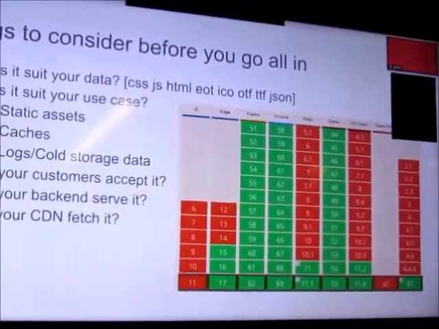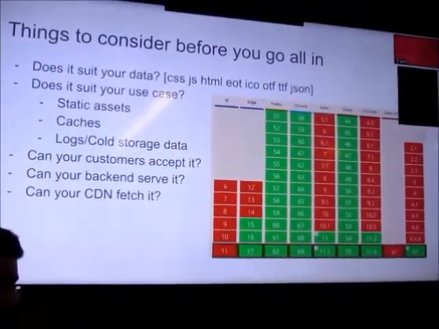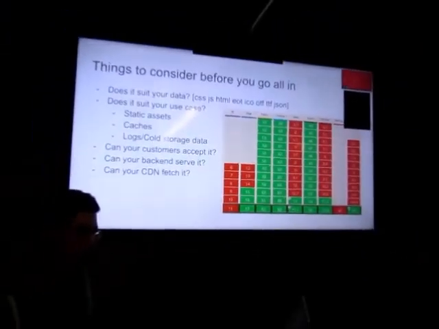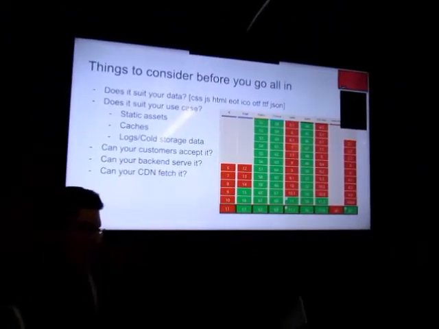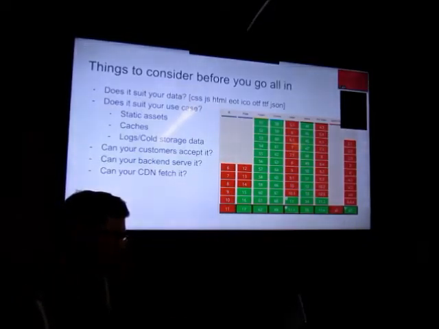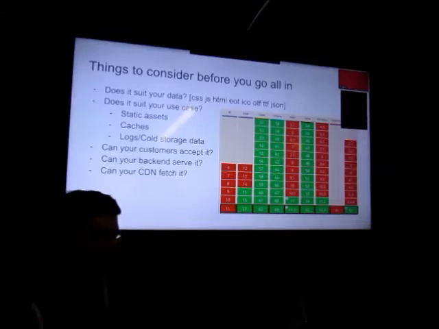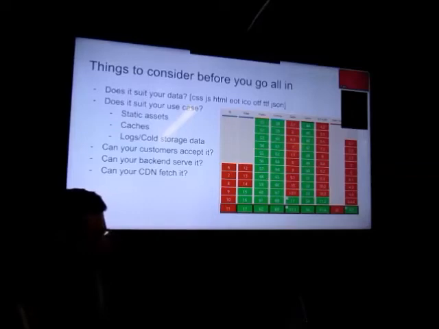If you can compress your JSON by 70%, you're getting 70% more cache. That's a pretty sweet win. And then another thing you might want to consider would be logs. If you're not already using an external service provider, even then, depends on how they bill you, it's sort of a no-brainer. So yeah, can your customers accept it?